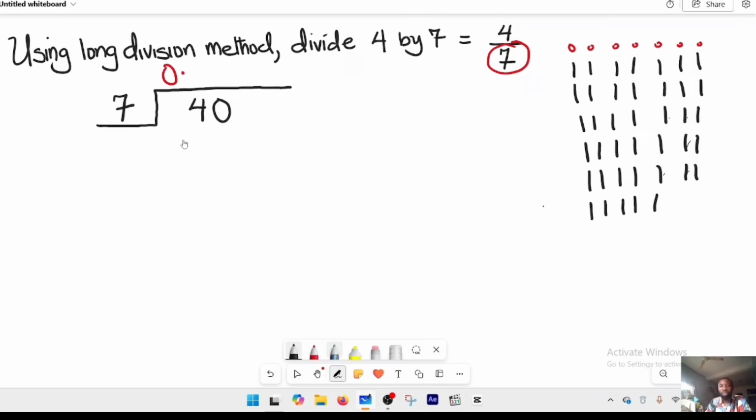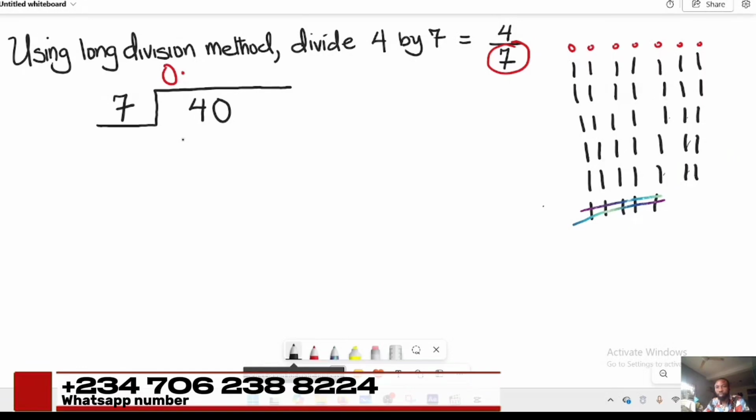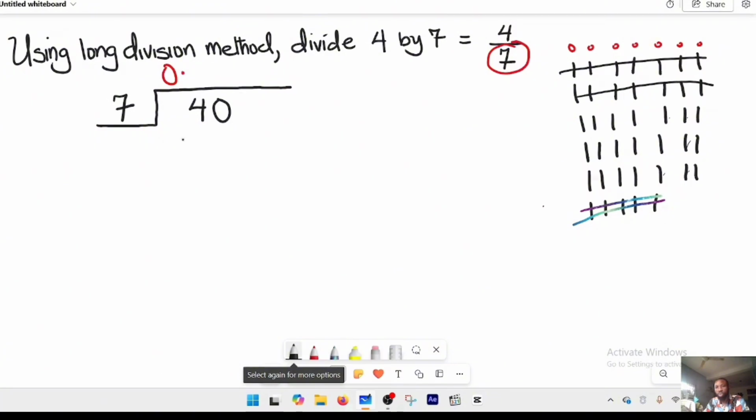Looking at these remainder values, we don't consider them, so just stroke them off. Now let's divide. 40 divided by 7 becomes 1 2 3 4 5. So if 40 is divided by 7, it's going to give us 5.